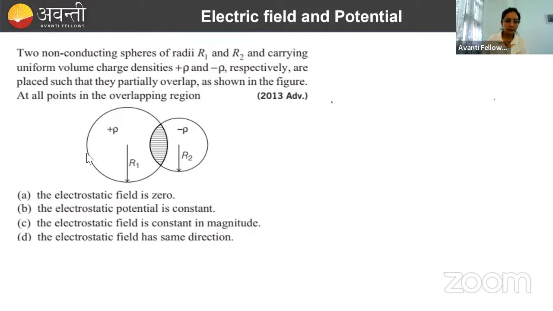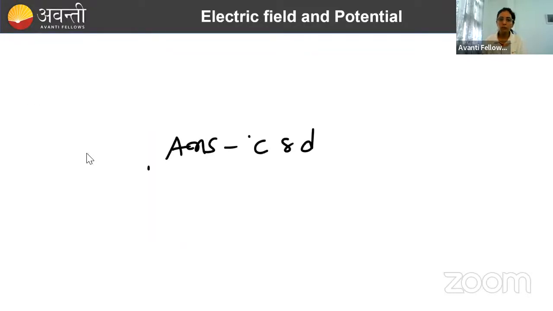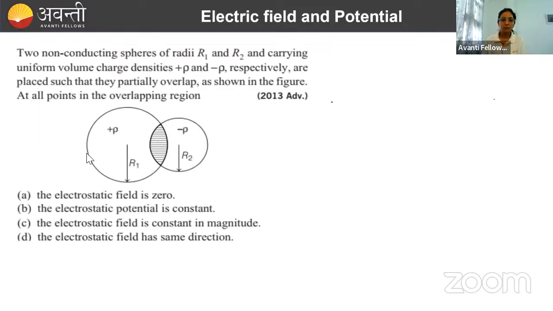Okay, so let's solve it now. If you have solved it, let me show you the answer. The correct answer is C and D. Now let's read the question first and then do it. There are two non-conducting spheres of radius R1 and R2, shown here, carrying uniform volume charge density plus rho and minus rho, respectively. So one is carrying plus rho and the other minus rho density of charge.